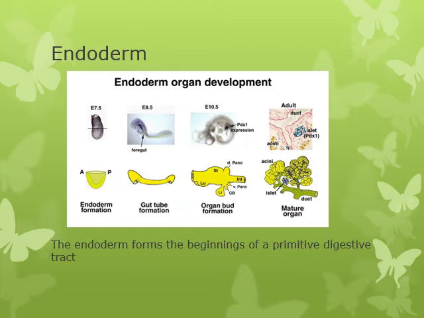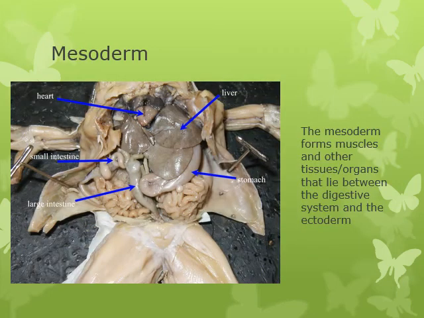The endoderm is going to end up forming a very, very primitive digestive tract. The endoderm, all of those middle cells, they form the lining of the digestive system. The mesoderm goes on to form your muscles and your tissues and all of your internal organs, anything that lies between that digestive system and the rest of your body. Because really, think about your digestive system. In case you couldn't tell, this is a frog.